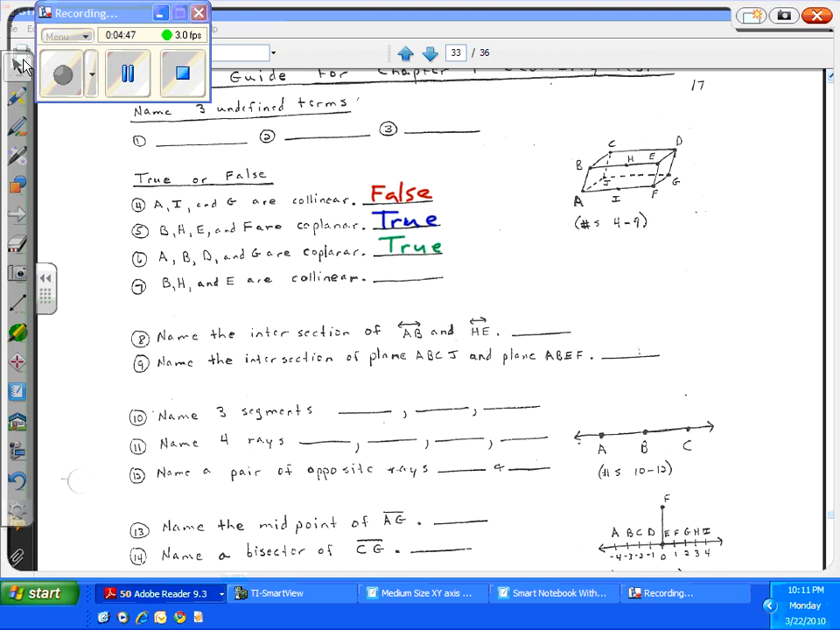Question number 7, are points B, H, and E collinear? Here's point B, here's point H and here's point E, and it is true that they are all on the same line, so it is true that they are collinear. Any questions on 4 through 7?